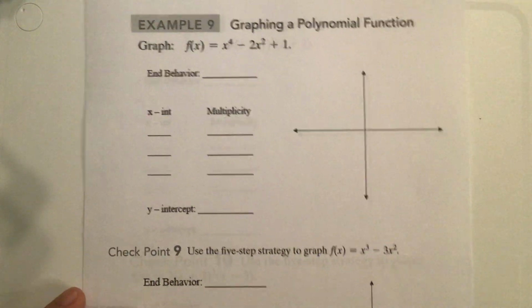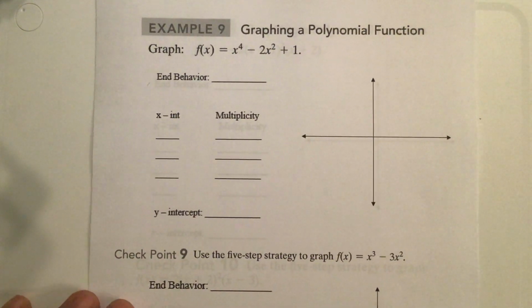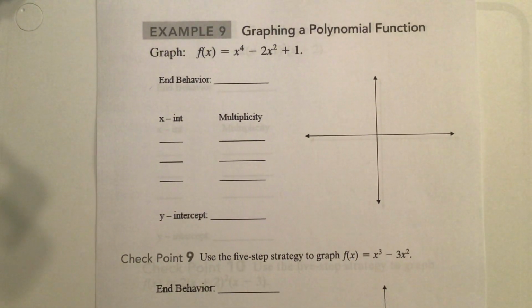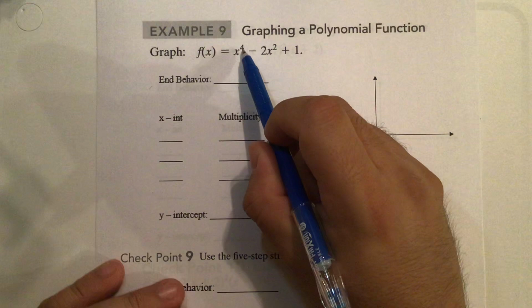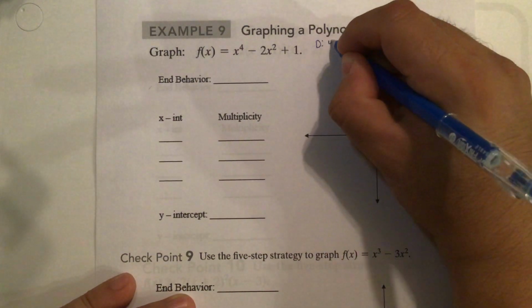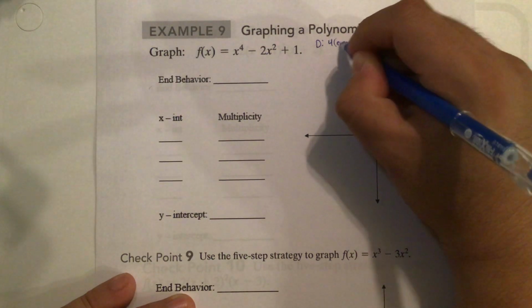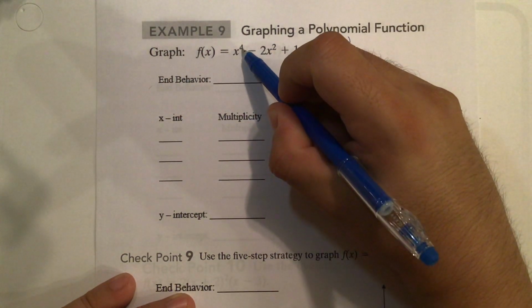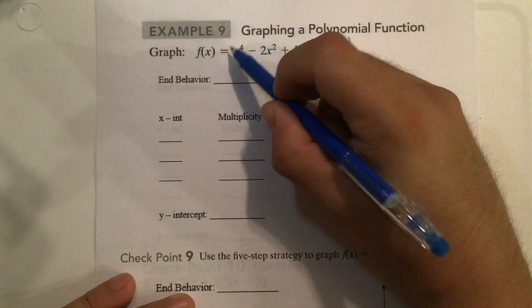All right, so for the first one, for example 9, graphing a polynomial function. So first we're going to determine the end behavior. So we're going to find the highest degree, and we see that the degree is 4, which is even. And then we're going to look at the leading coefficient, and the number in front of this x that has the highest degree is a positive 1.